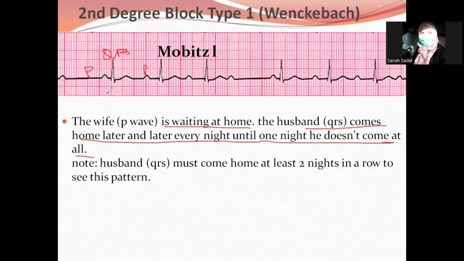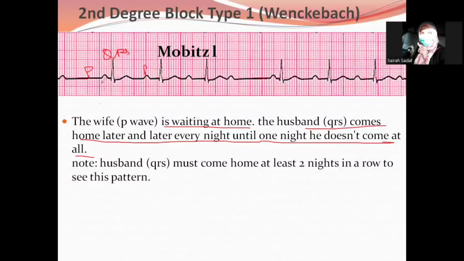The husband coming home late and later means that the duration of the PR interval is getting longer and longer and longer. And one night, one day, the QRS complex suddenly is just missed altogether. Or you can say the husband doesn't come home at all.